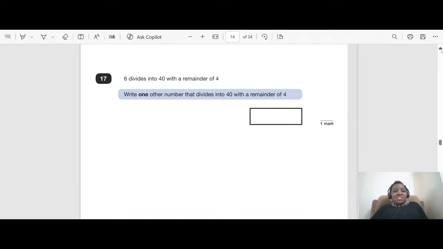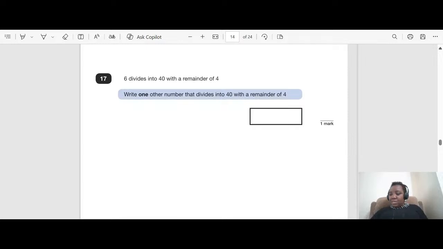Question number 17. 6 divides into 40 with a remainder of 4. Write one other number that divides into 40 with a remainder of 4. Now, if 6 divides into 40 and we get a remainder of 4, that means that if we take 4 away from 40, we have the number 36. So any number that is a factor of 36 will be correct here.